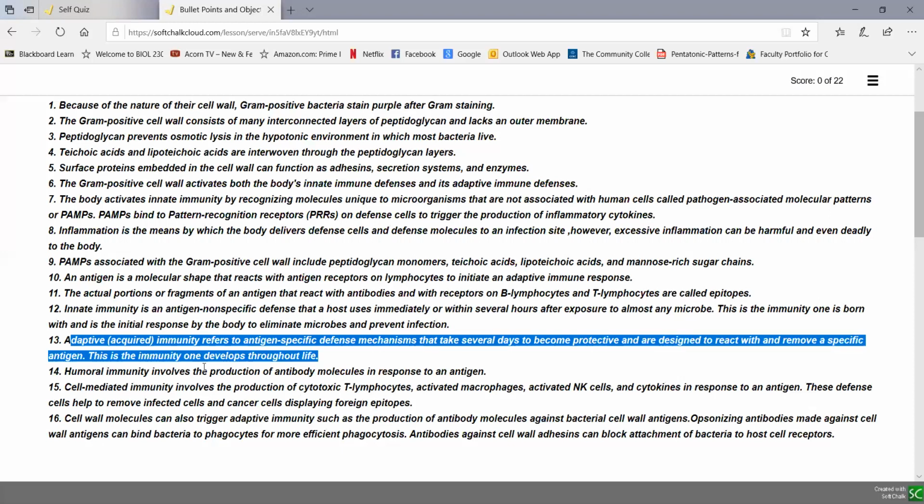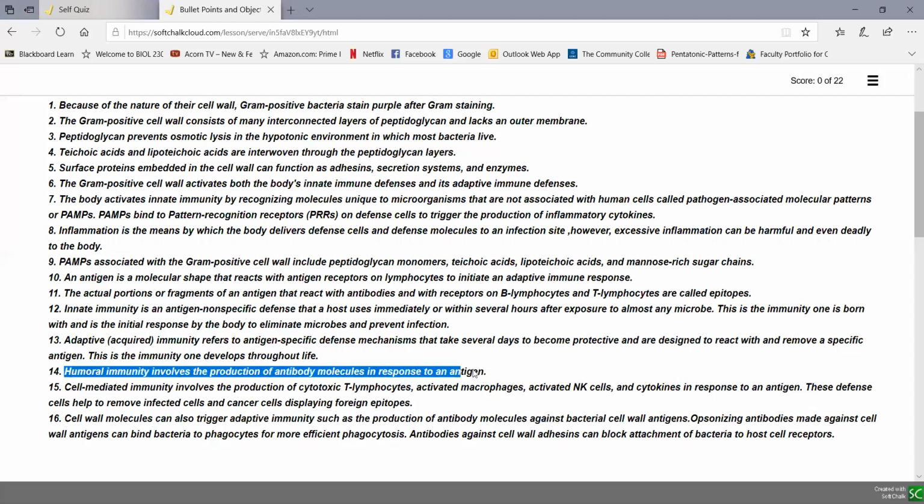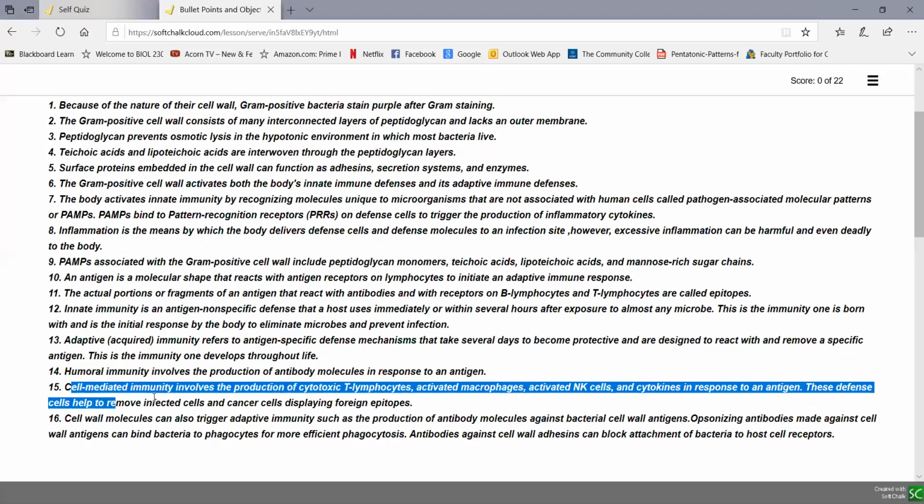There are two types of adaptive immunity. Humoral immunity involves the production of antibody molecules in response to an antigen, whereas cell-mediated immunity involves the production of cytotoxic T lymphocytes, activated macrophages, activated NK cells, etc. And these are what we use mainly to get rid of infected cells and cancer cells.